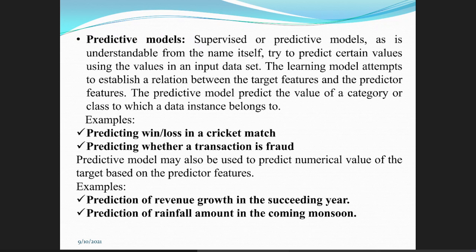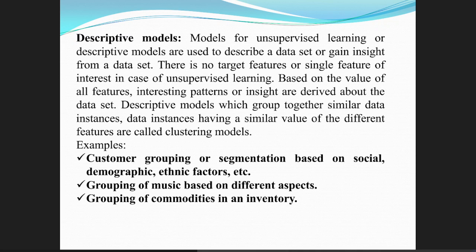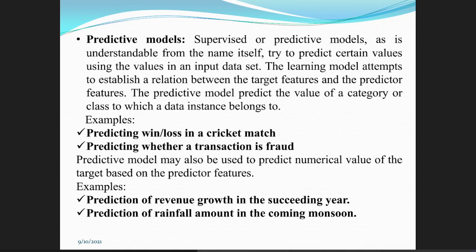Basically there are two sets of problems in machine learning or deep learning: predictive models and descriptive models. Whenever we are doing prediction, it can be whether a cricket match will be won or lost by a country, or whether a transaction is fraud or not. This is an example where the output is a categorical value, yes or no, win or lose. This is a classification problem that comes under supervised learning. So this is a predictive model.